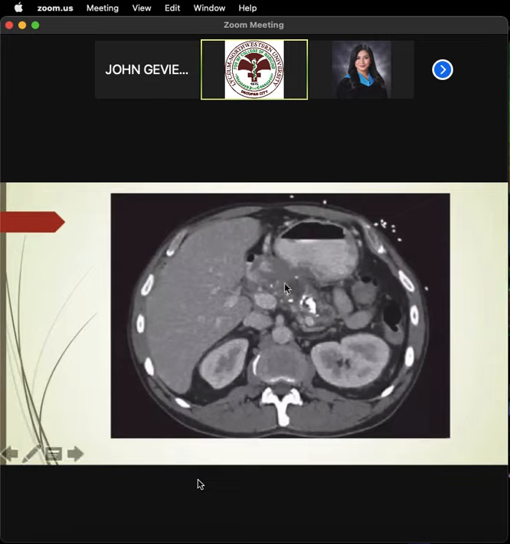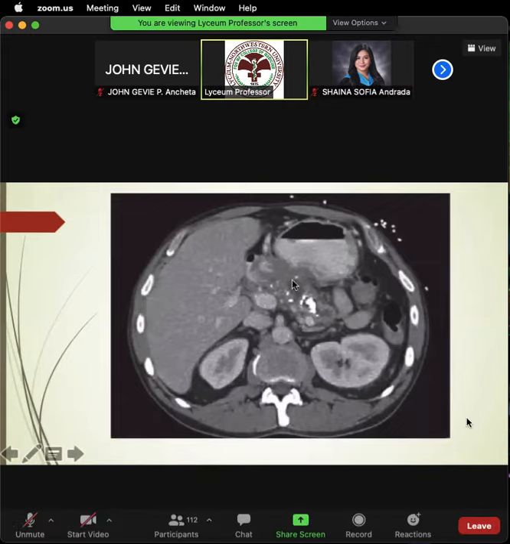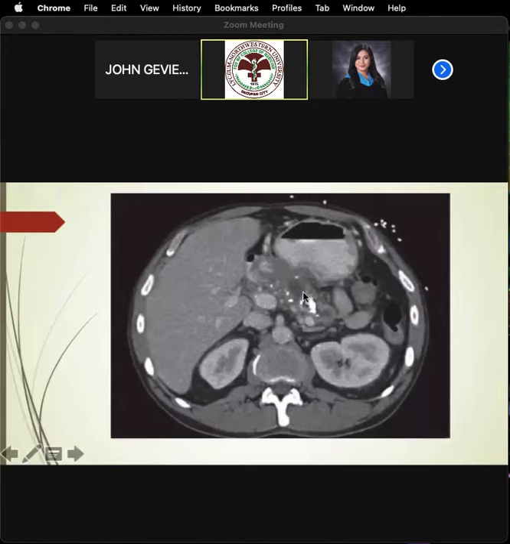This is a CT scan picture of chronic pancreatitis. You can see the white portion here are the calcifications or stones inside your pancreas, inside your pancreatic duct. Normally, the pancreatic duct cannot be visualized, but in this patient, you can see the pancreatic duct, meaning the duct is dilated.